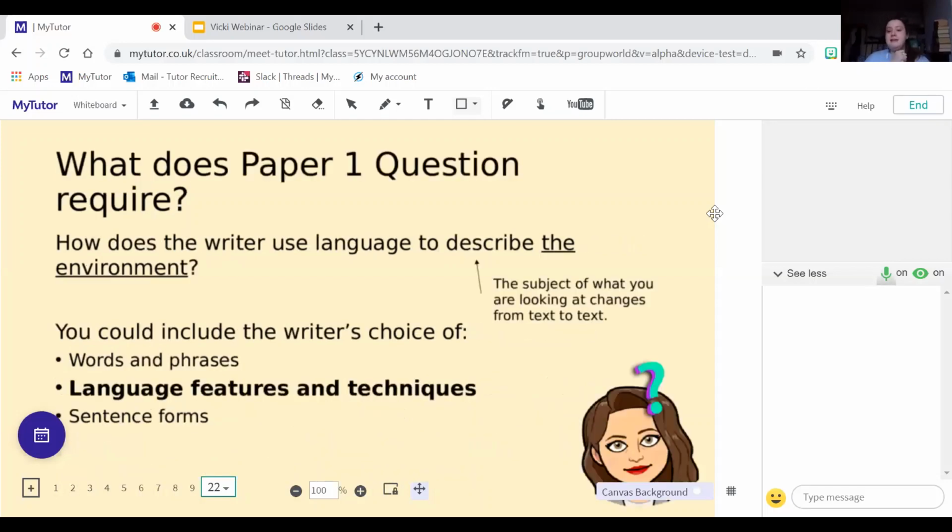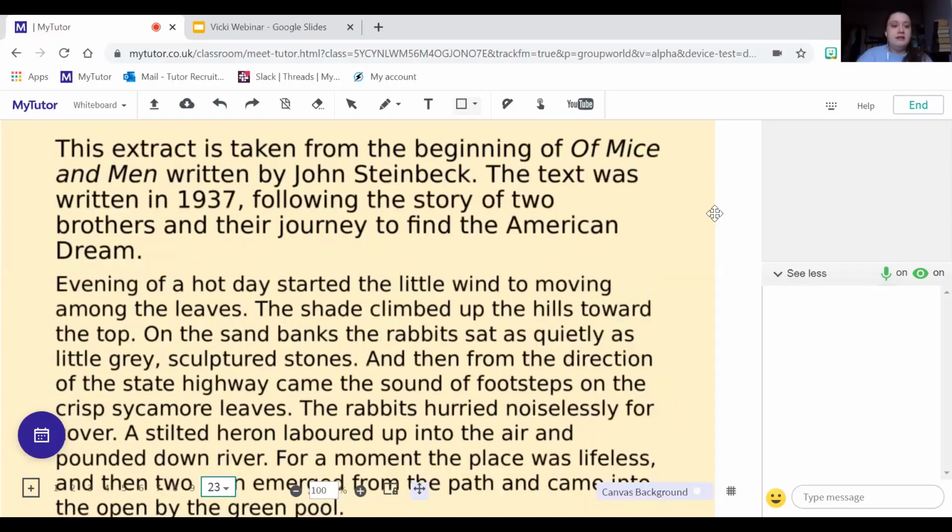Right, okay, so let's get to our paper then. I appreciate that was a really quick whistle-stop tour, but I want to get through this so you know how to answer your question too. So that was basically our backing for it. This is our question, and we're going to look at language features and techniques first of all. This is the extract.